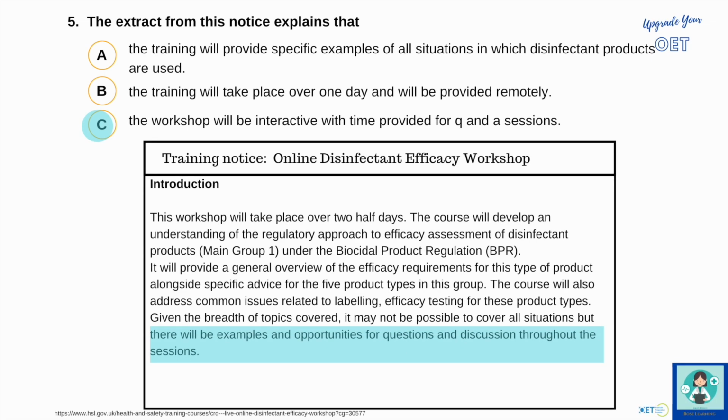And the answer is right at the bottom here. There will be examples and opportunities for questions and discussions throughout the session. So it is going to be interactive. There'll be time for that. It's definitely not one day because it's 2.5 days. So we can cross that out straight away. Specific examples of all situations. No, it may not be possible to cover everything.